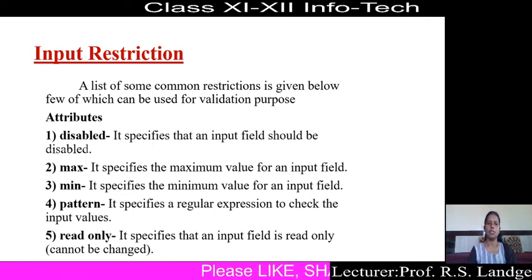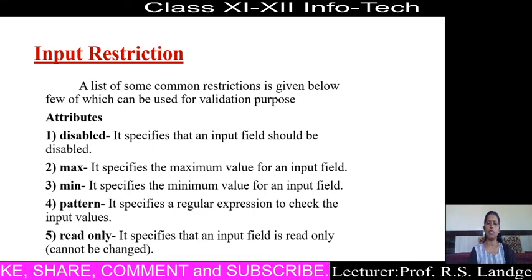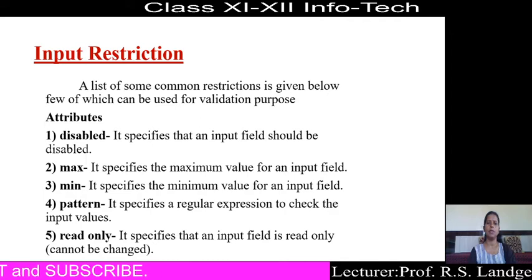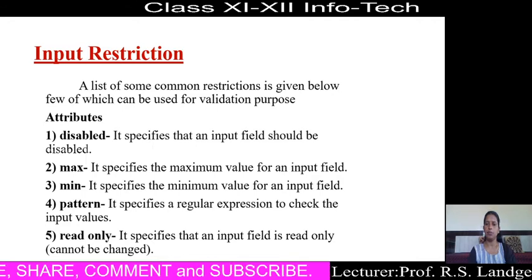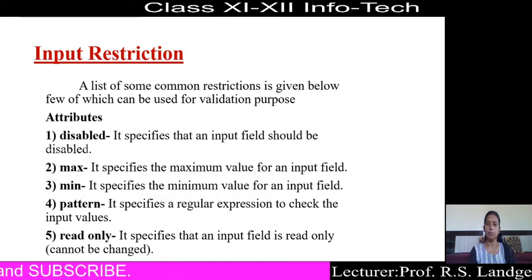Second attribute is max. If the user wants to specify the maximum value for input, then max equals to a specific maximum value can be set. Mostly the max attribute is used along with the min attribute. Next attribute is min. That means minimum, to set the minimum value for an input field, this attribute is used. When the user wants to set minimum and maximum value, then both attributes should be used, that is max and min.